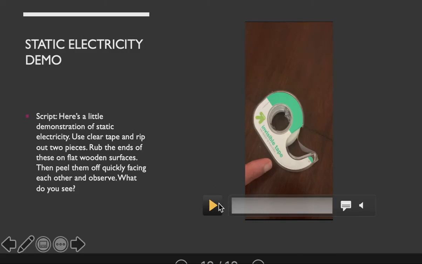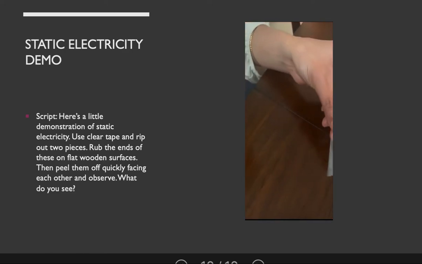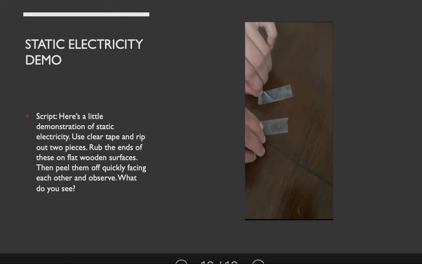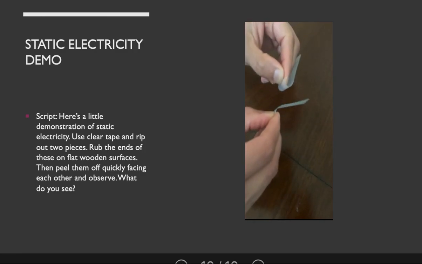Okay, so this is a little demo on static electricity. Use clear tape and rip out 2 pieces. Rub the ends of these pieces on flat wooden surfaces. Then peel them off quickly, facing each other, and observe. What do you see?